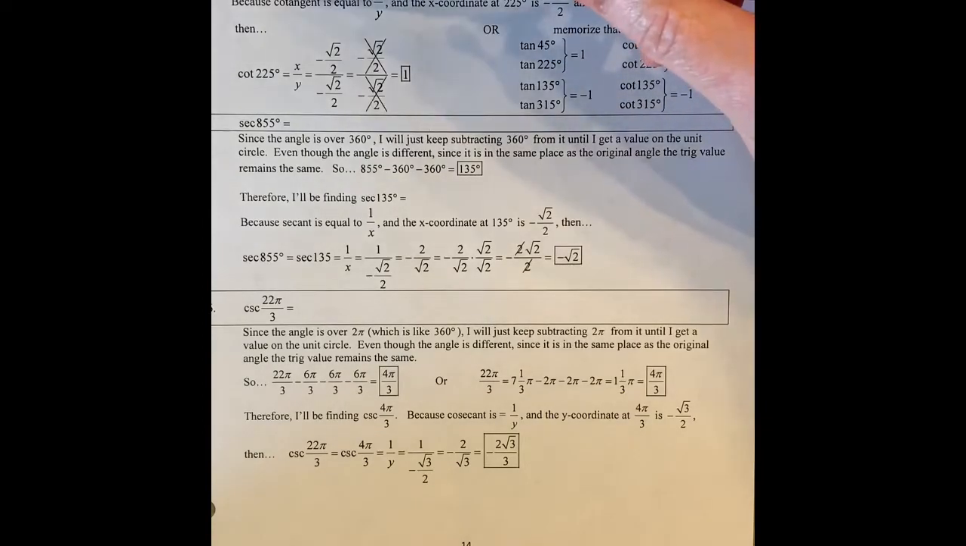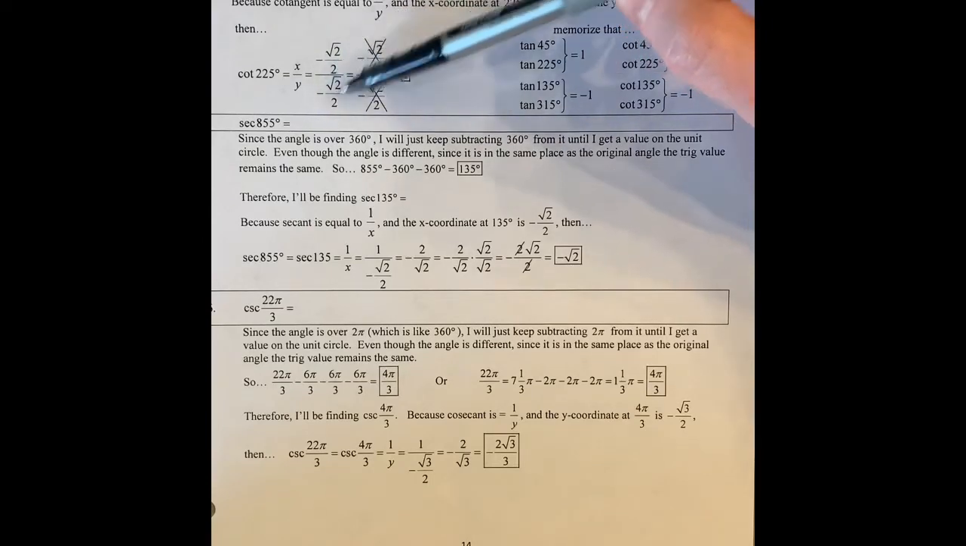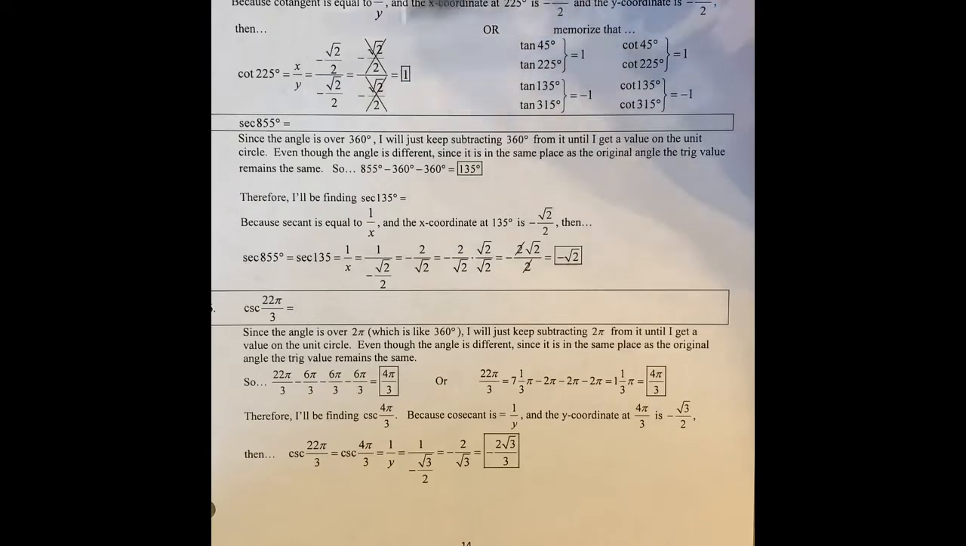All right, cotangent of 225. We define cotangent as x over y. Well, all I got to do is go find 225. So when you go find it, what do you see as the x coordinate? Negative root 2 over 2. What do you see as the y coordinate? Negative root 2 over 2. And that's really easy. They both cancel and leave me a value of 1.